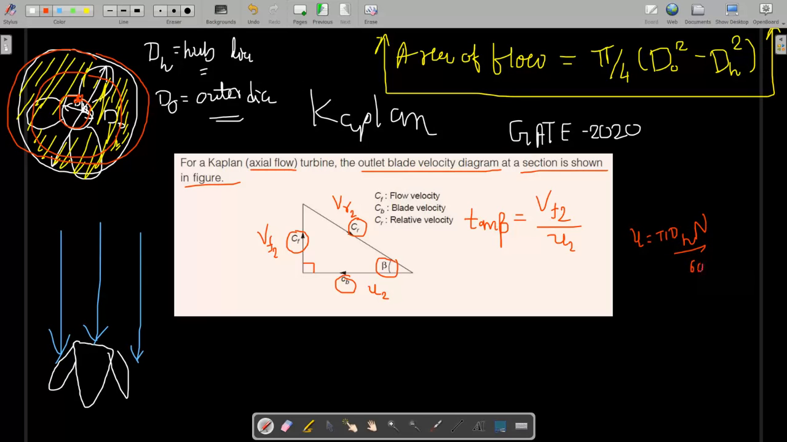And at the tip the peripheral velocity is pi DO N by 60. So this is changing with the increase of the diameter, so this is not constant. But as you know, the characteristic of a Kaplan turbine is that the velocity of flow remains constant throughout.